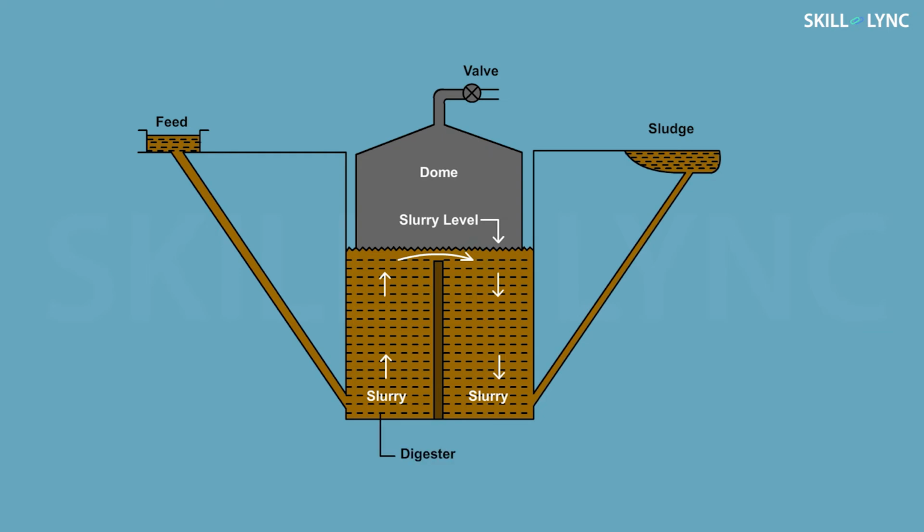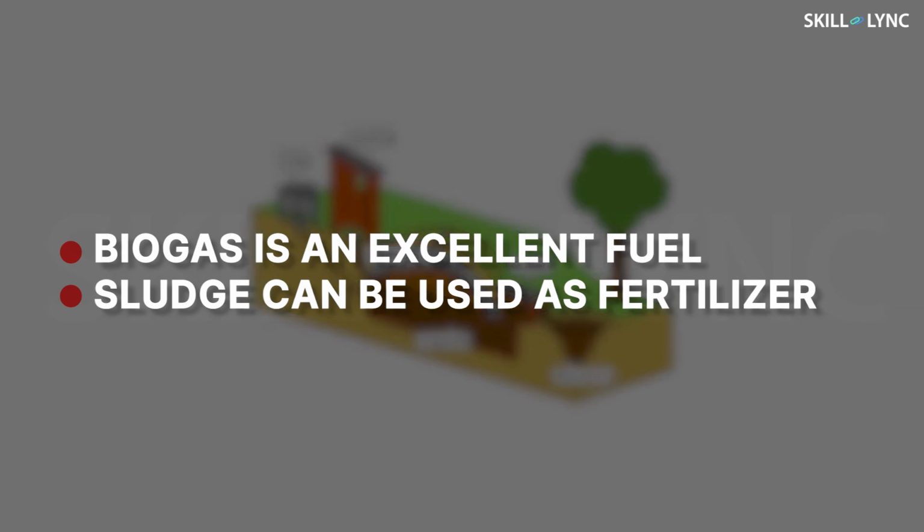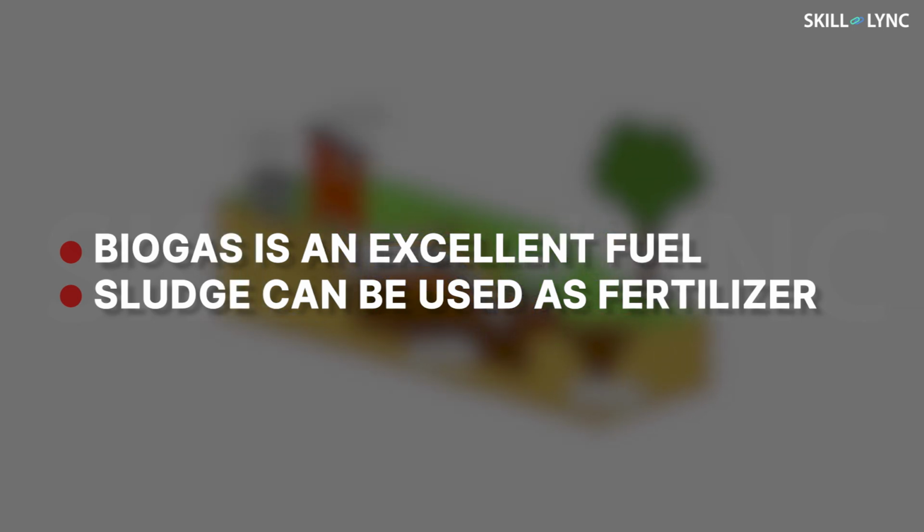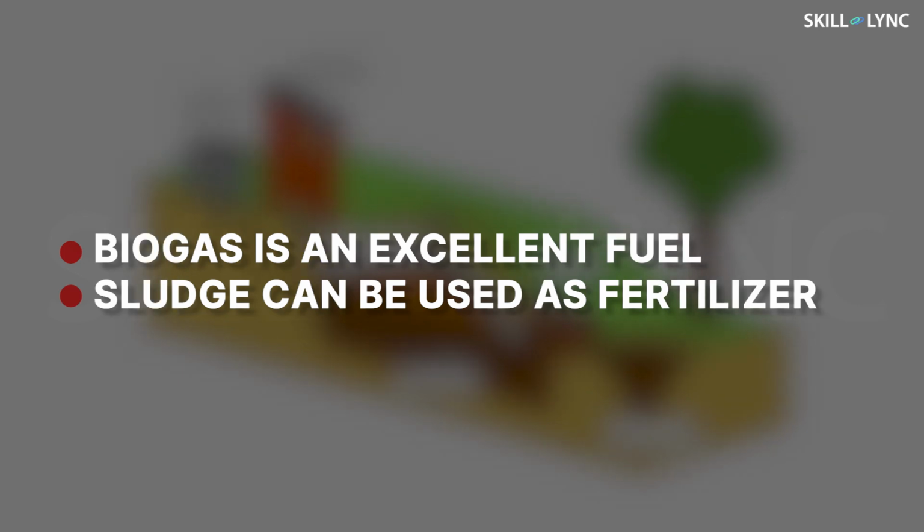The biodegradable waste is collected in a digester. The anaerobic fermentation of the waste by microorganisms in the digester produces a mixture of gases, mainly methane and carbon dioxide, called biogas. Biogas can be used as an excellent fuel. The sludge formed is used as fertilizer. Hence, biogas has a big potential as a renewable energy.